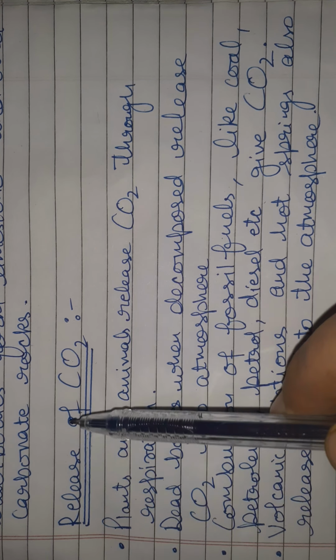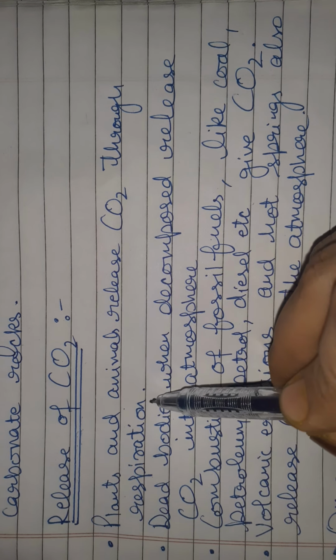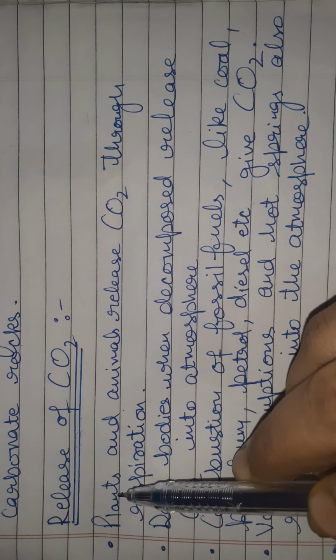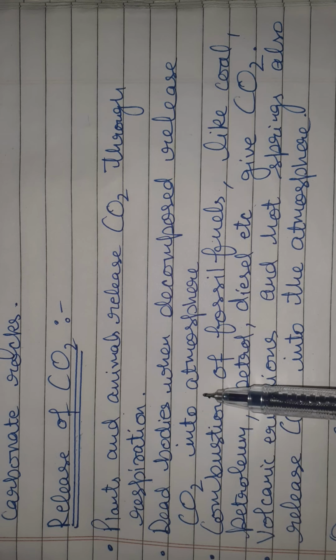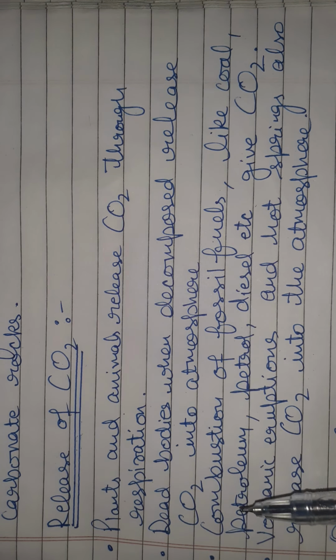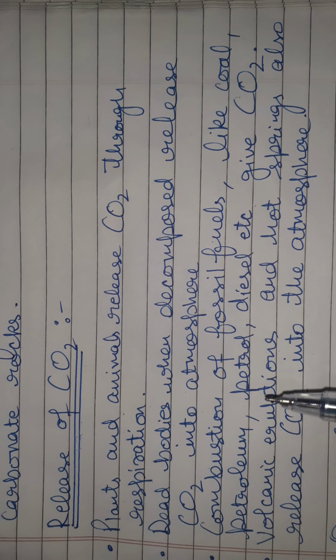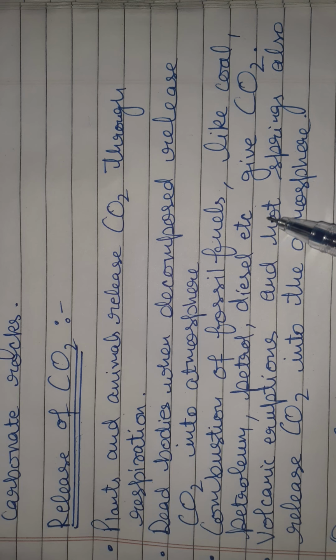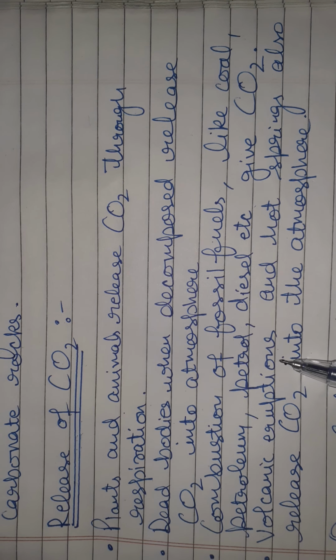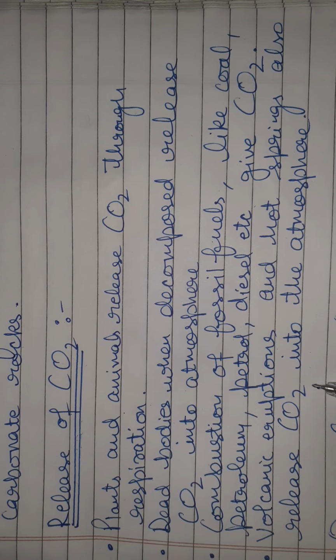That means how this carbon dioxide is released into the atmosphere. First is respiration, through respiration by animals and plants. Then the dead bodies are also decomposed to carbon dioxide. And again, carbon dioxide is released into the atmosphere through combustion of fossil fuels like coal, petroleum, petrol, diesel, etc. Now, volcanic eruptions and hot springs also release carbon dioxide into the atmosphere.